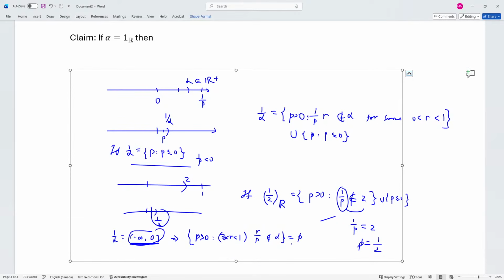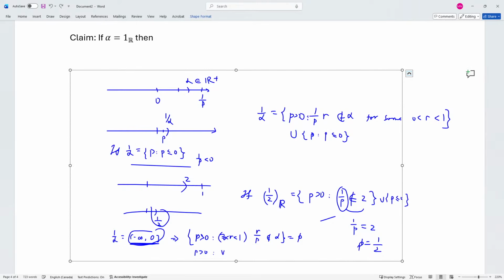This is the empty set. So that means there's no P greater than 0 that has this property. That means for every P greater than 0, this property fails. What does it mean for this property to fail? Well, we negate the statement.